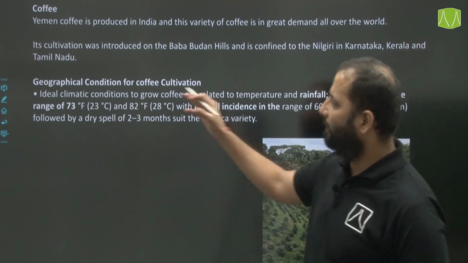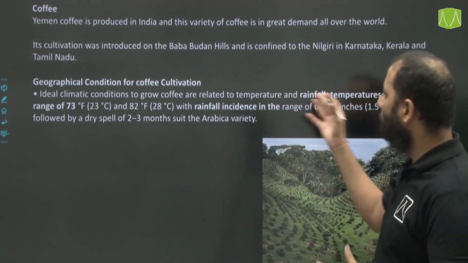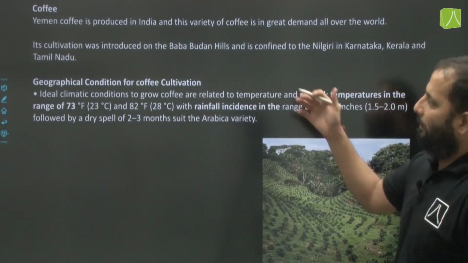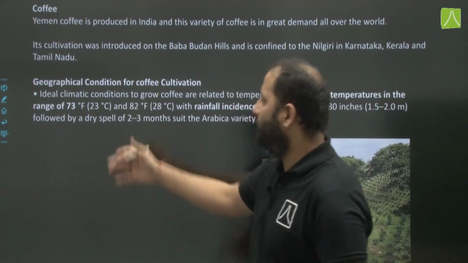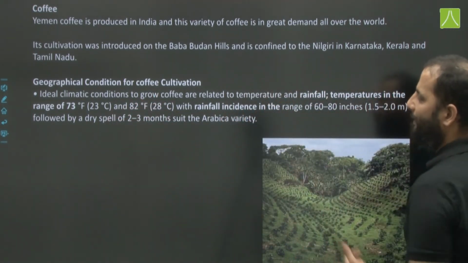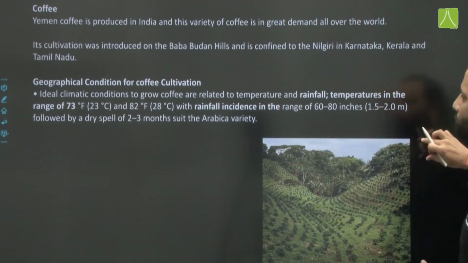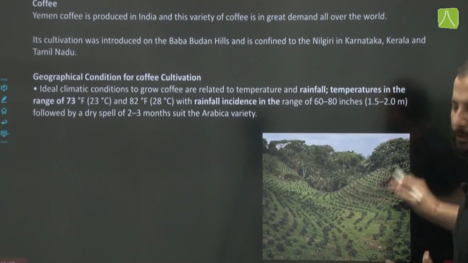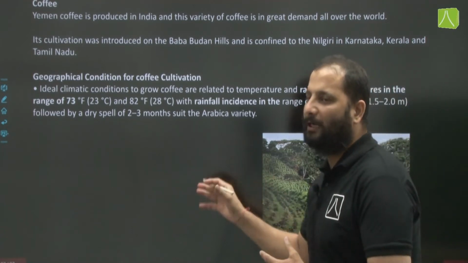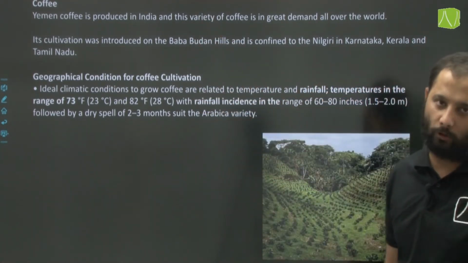Geographical conditions to grow coffee are related to temperature and rainfall. Again temperature is between 23 degrees Celsius to 28 and rainfall again in the range of 60 to 80, followed by a dry spell of 2-3 months which suits the Arabica variety which was introduced from Yemen.